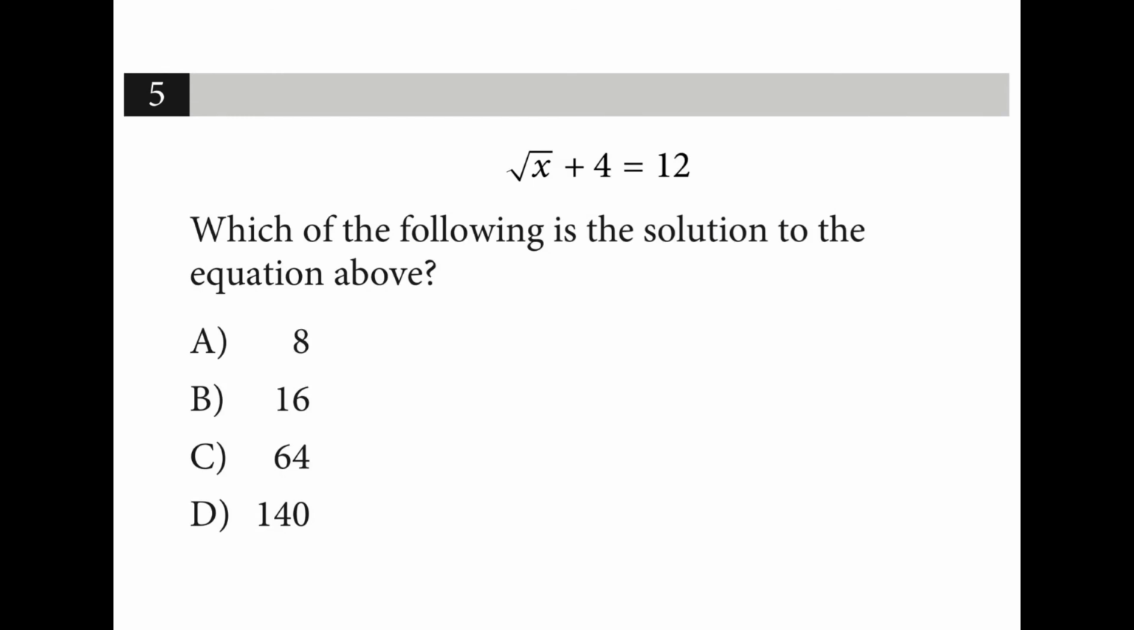First, we get the radical all by itself, so we subtract 4 from both sides, and we get the square root of x is equal to 8. Then, to get rid of the radical, we're going to square both sides. So it turns out that x is equal to 64.